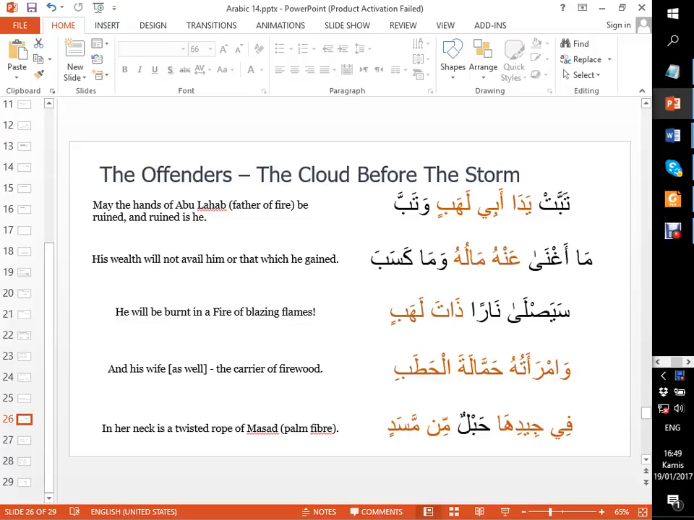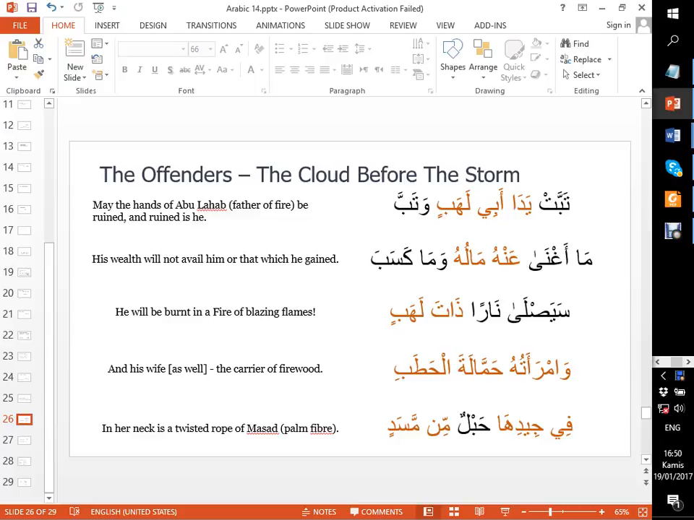So the thing that's unique in the surah, if you see this Abu Lahab, if you translate Abu Lahab as father of fire, then Allah says he will be burned in the fire. He will be burned in the fire of blazing flames. So it's a play on words again. Lahab is flames. So you can say Abu Lahab is the father of flames, but Allah made him burn. It's a play on words.